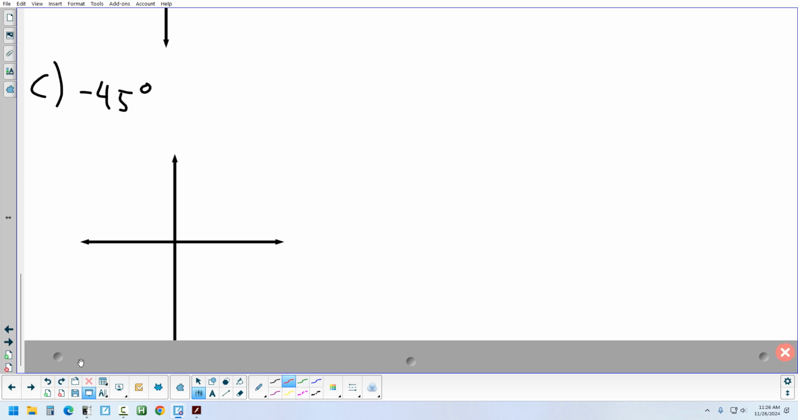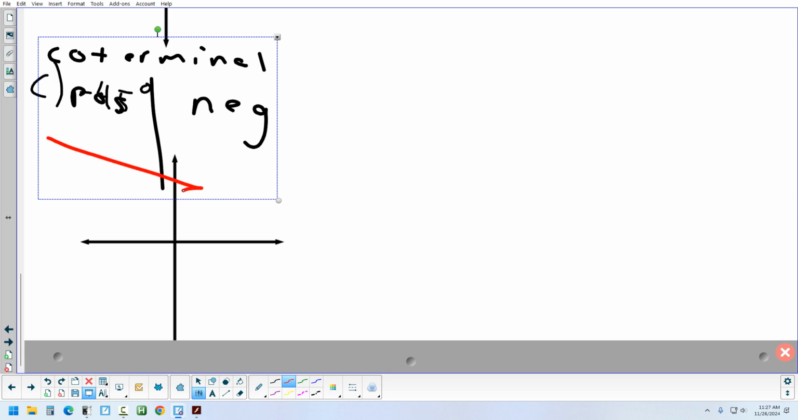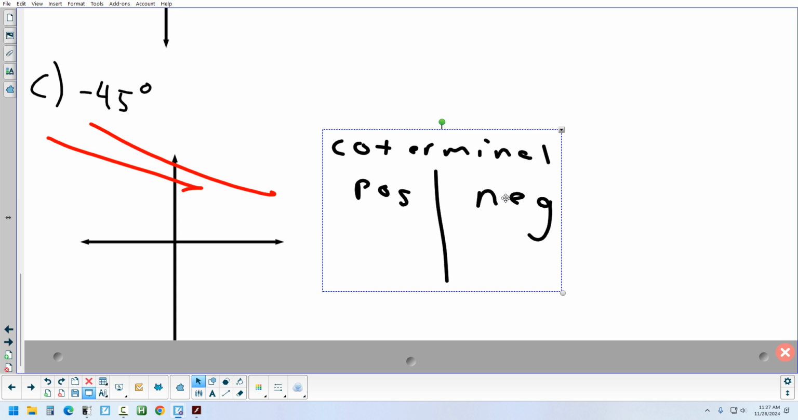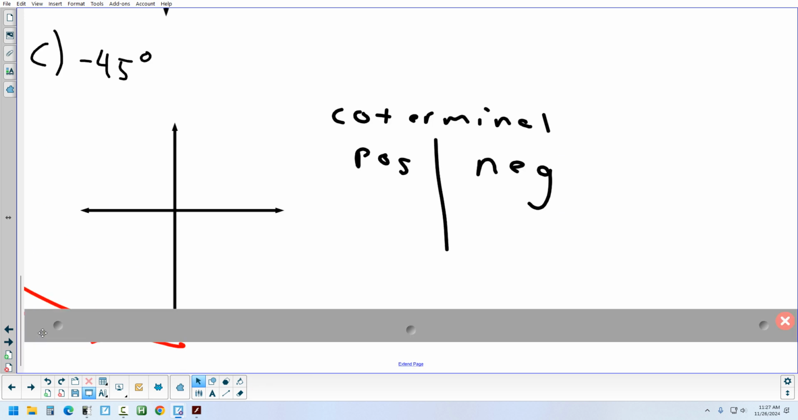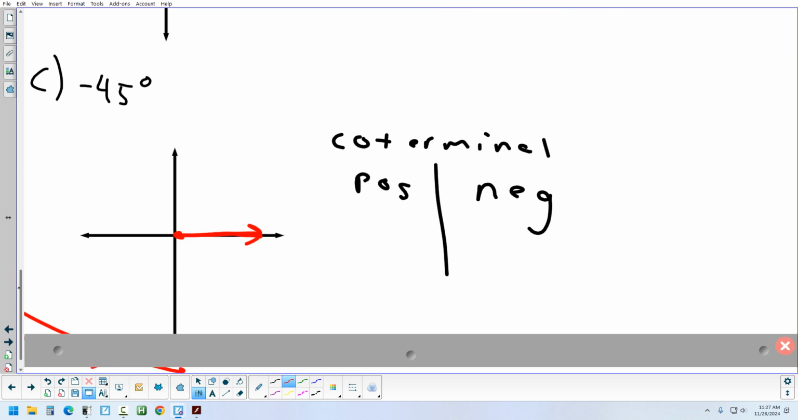And how about this one? Negative 45. Sorry, I'll fix that. Okay. So again, start with your initial side. Can't change that. Where's negative 45? It's going to put the terminal side in the fourth quadrant. Closer to x, closer to y, or right in the middle? Right in the middle.